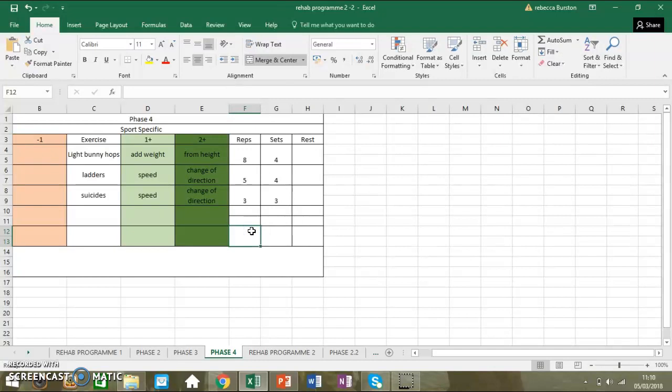And the final exercise is suicides, and these are agility runs which can be applied to football, as the athlete will be needing to be agile to dodge players, and that will help him be successful. So to start off, there will be 3 reps and 3 sets.